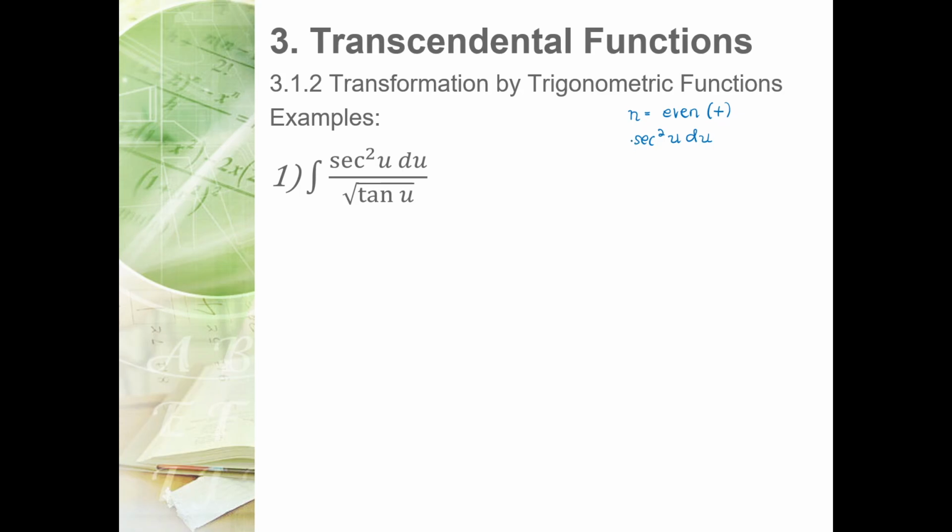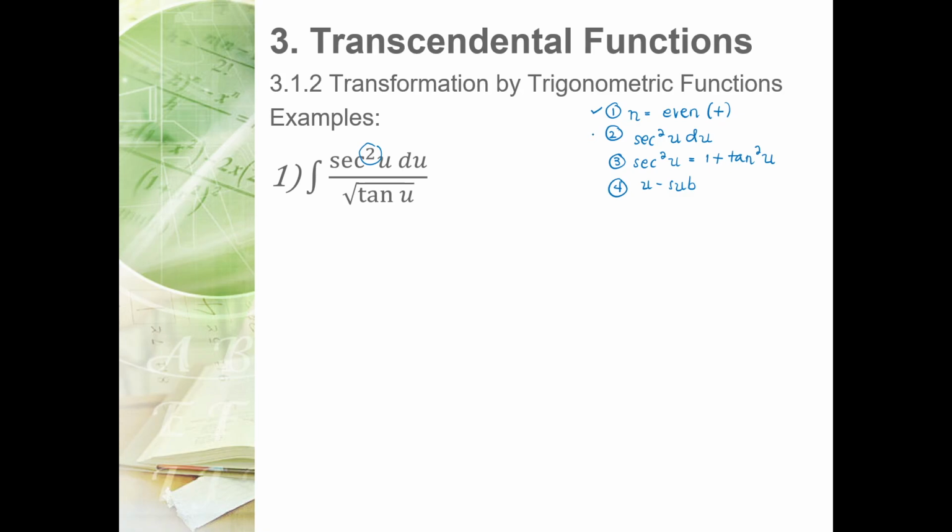So if there's still a secant squared left, what we need to do next is replace your secant squared u with 1 plus tangent squared u. Okay, so first step, second step, third step, then the fourth step is your u sub technique, if ever. So n is even and positive, so we are done with this one. The next step is to factor out secant u du.